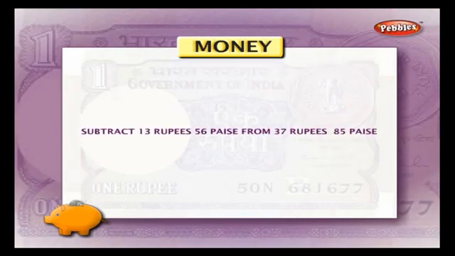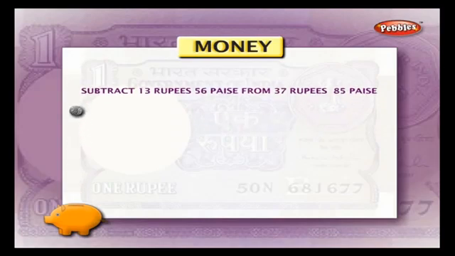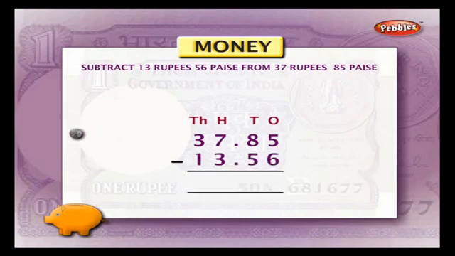Example 2. Subtract 13 rupees 56 paise from 37 rupees 85 paise. Arrange the numbers in column. Do subtraction as we generally do the numbers. Subtract ones column first. Here we cannot subtract 6 from 5, so borrow 1 from the tens column. Now we have 15. 15 minus 6 is equal to 9. Write 9 below the ones column.